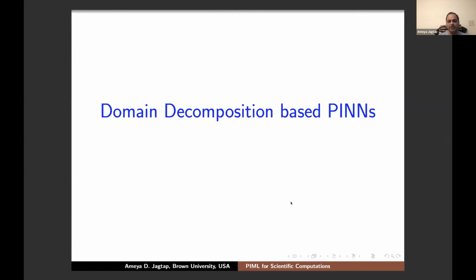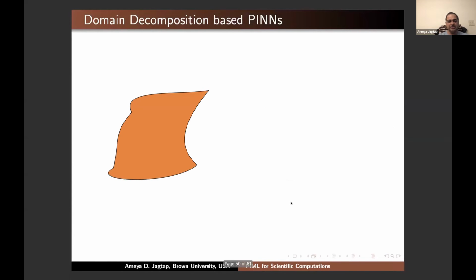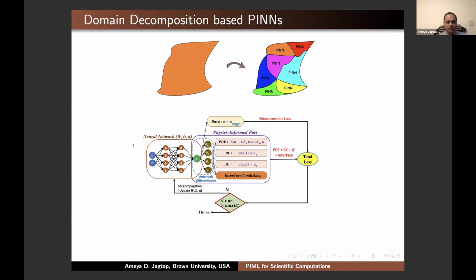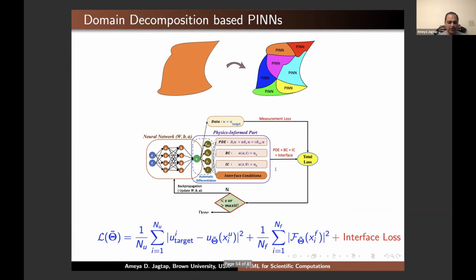Our approach is the domain decomposition approach. We have a domain, we split it into subdomains, and instead of a single PINN network, we use multiple PINNs, one in each subdomain. Again it's a PINN: we have a neural network, a physics-informed network, and along with the PDE, we also have an interface condition, which is required to stitch these subdomains together. So our loss function consists of the data mismatch term, the PDE residual, and the interface loss. This way, we use multiple neural networks to parallelize the simulation.